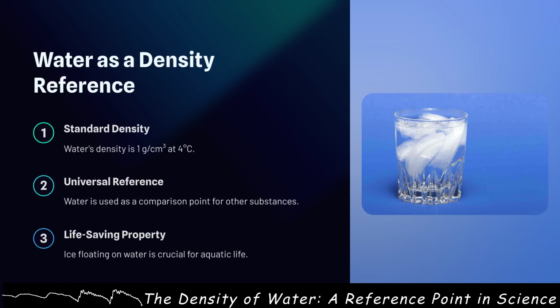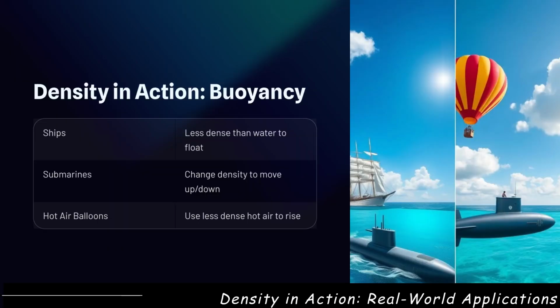But here's where it gets interesting: this density is part of what makes water so special and essential for life. If ice were denser than liquid water, it would sink, and lakes and oceans would freeze from the bottom up. Instead, ice floats, insulating the water below and allowing aquatic life to survive winter. It's like water's got its own little life-saving trick, a sort of density dance that keeps things just right for life on Earth. So next time you're sipping on some H2O, remember, you're drinking the substance that sets the gold standard in the density game.